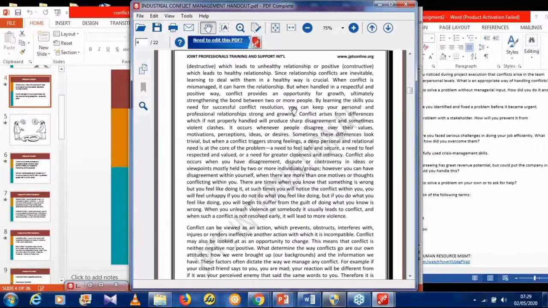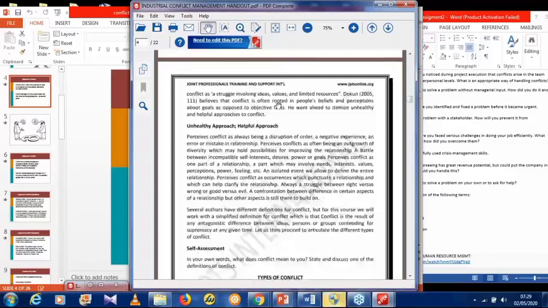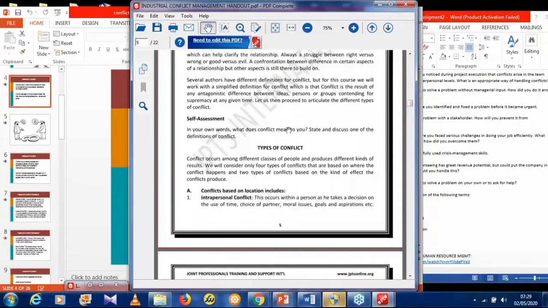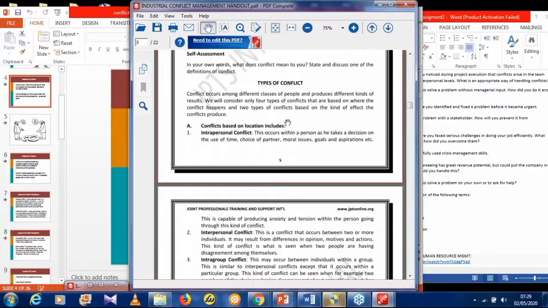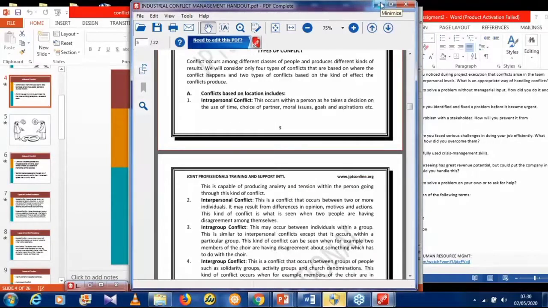We went ahead to talk about the different types of conflict. Talked about interpersonal conflict. We explained that conflict could come up as a result of different opinions or ideas and other things. So we'll just go ahead with that.